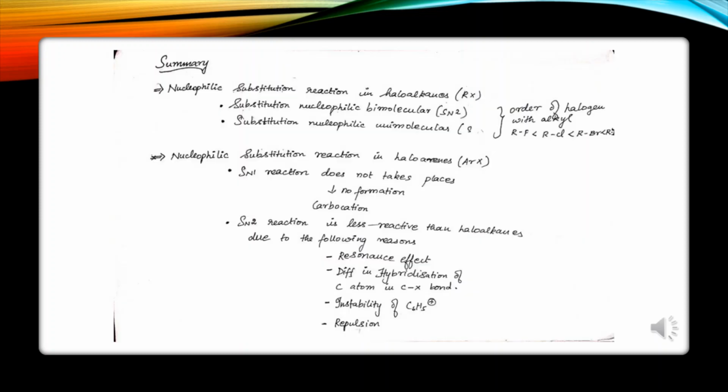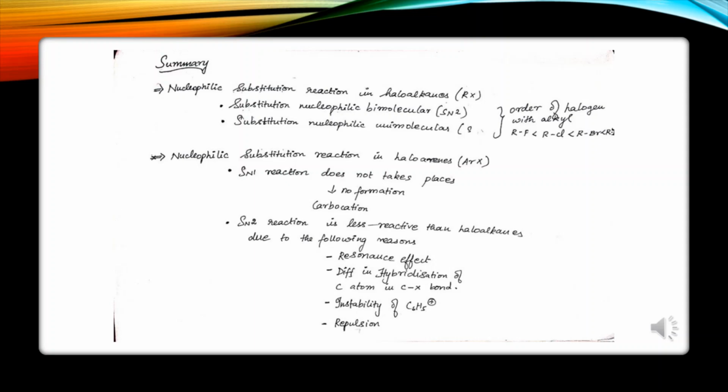Okay friends, we have come to the end of the concept now. So it's time to recall whatever we have learned throughout the concept. First, nucleophilic substitution reaction in haloalkanes, that is RX. In this we have seen two types of reaction, SN1 and SN2. Now I want to give you some additional information about SN1 and SN2 for problem solving. The order of halogen here is: fluorine attached to an alkyl group is lesser than chlorine attached to an alkyl group, is lesser than bromine, is lesser than iodine. This is the order of halogen here. Through this we can answer many reasoning questions.